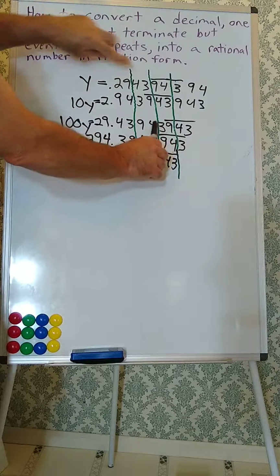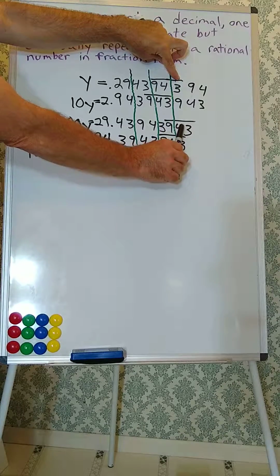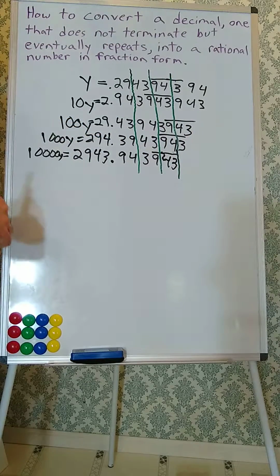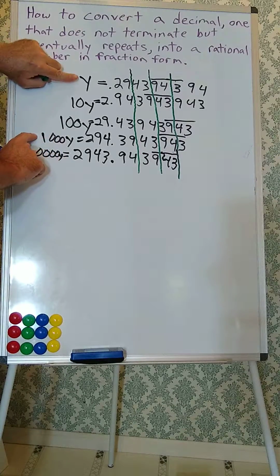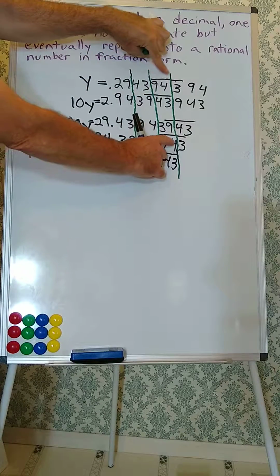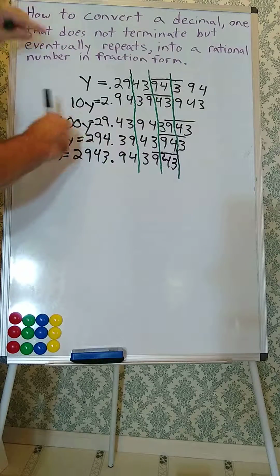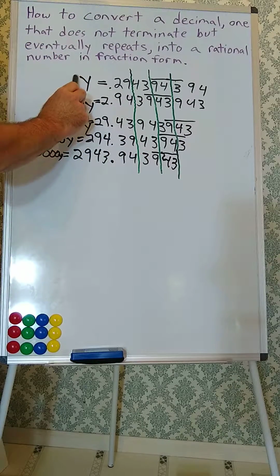Well, see, the 9 goes with the 3, the 4 goes with the 9, the 3 goes with the 4. That's not going to give us 0 either because the repeating parts are not the same. Let's look at 1000y and y, and we see 9, 4, 3. So 9, 4, 3, they do line up. So this combination will work.